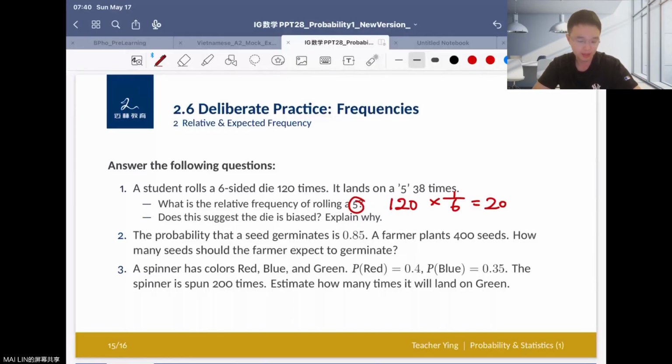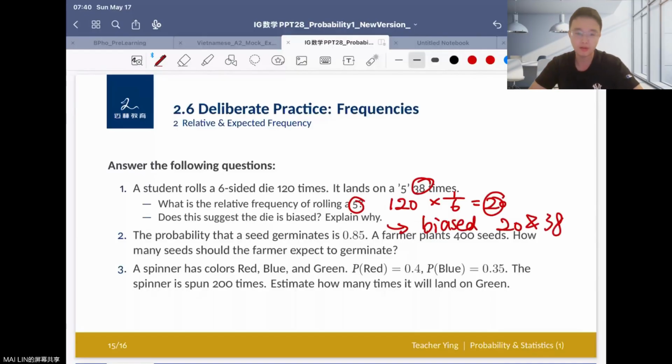And the next part asks: does this suggest the dice is biased? Explain why. You can find that the real result is 38 times and the expected is 20 times. They have a very big gap, so we can say that it is a biased dice, because there is quite a big difference between 20 and 38.